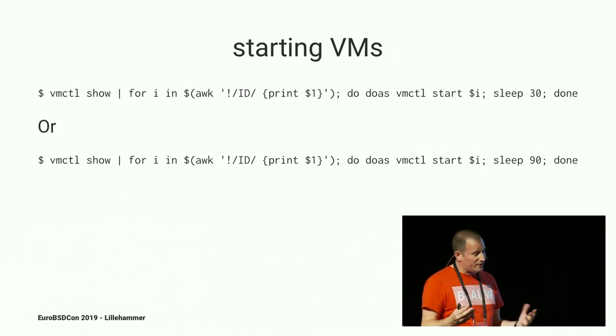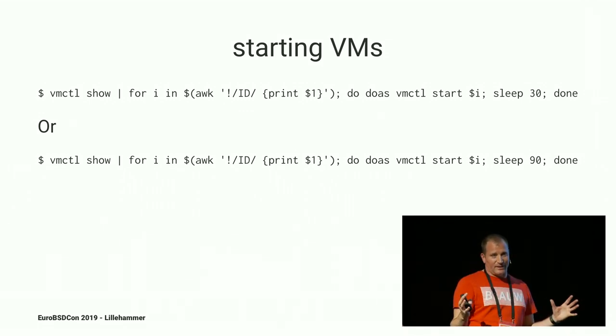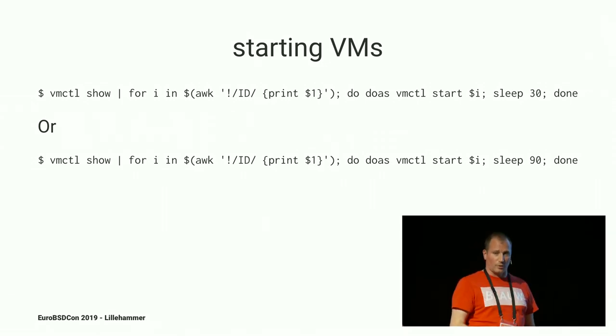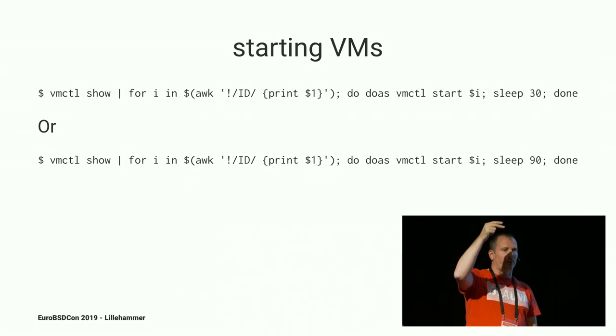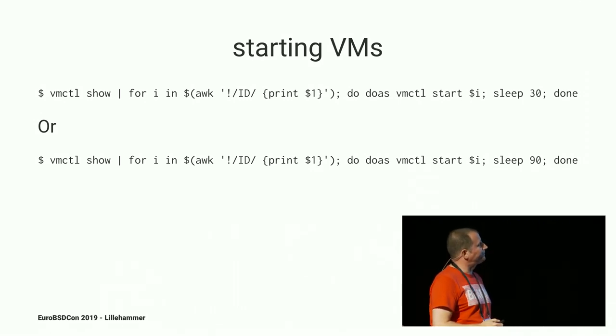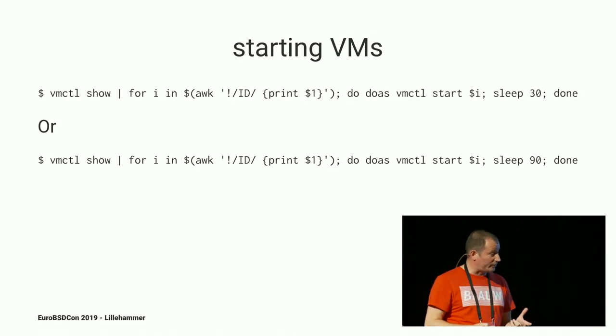Another interesting challenge is starting VMs. I'm doing something similar, but instead of using stop, I'm using start. When it was a clean shutdown of the host, I used 30 seconds. If it crashed, I used 90 or more. Because what is really bad is if you have two, or worse, more VMs that are going through an fsck. That will slow things down dramatically, and it's not pleasant for the VMs that have started. So hopefully I can see if it was a clean shutdown or not, and when it wasn't, I used 90 seconds.